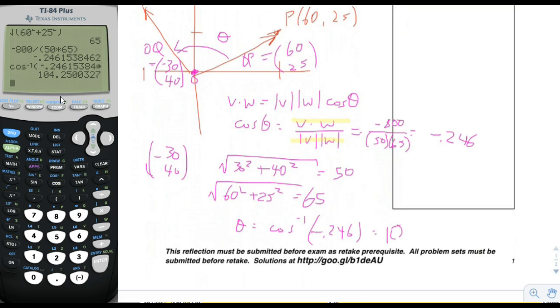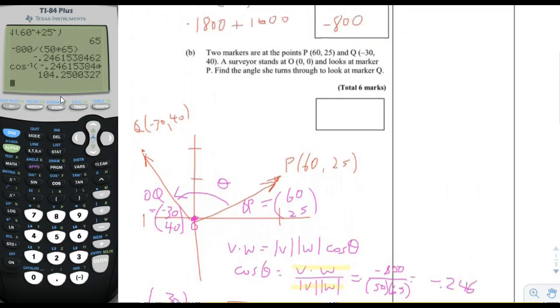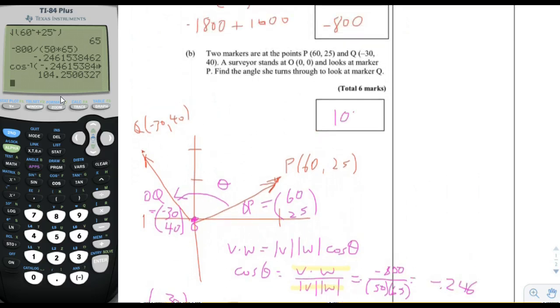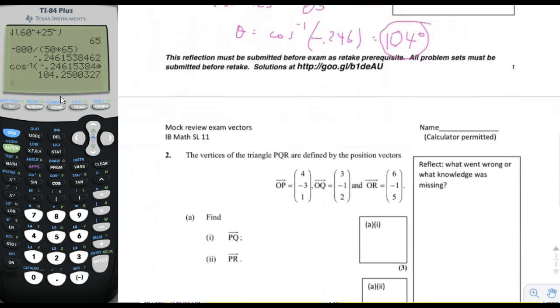104 degrees is an obtuse angle, bigger than 90 degrees, right? Makes sense. It kind of looks like one there, right? All right, so that was the answer for B, 104 degrees. All right, moving on to number 2.